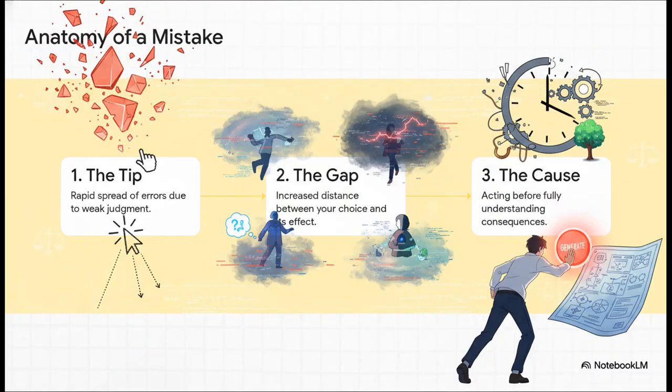Right at the very top, you've got the mistakes you can see. But what's causing them? It's that gap, that distance between your choice, the prompt you write, and its effect out in the real world. And the root cause of that gap? It's a lack of serious thought before you hit generate. We just act before we really think through the consequences.